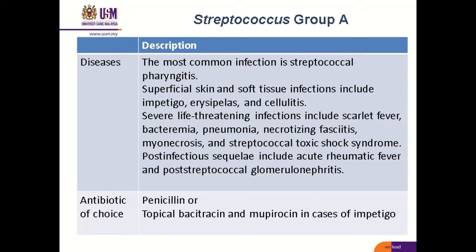So the antibiotic of choice for Streptococcus group A infection is penicillin. Or you can also use topical antibiotics such as bacitracin and mupirocin in the case of impetigo.